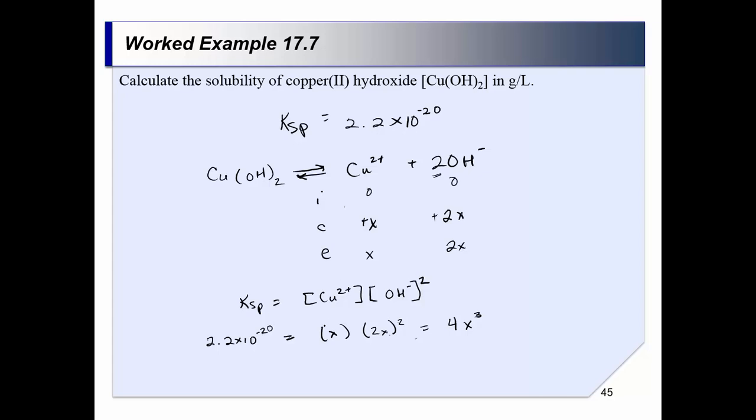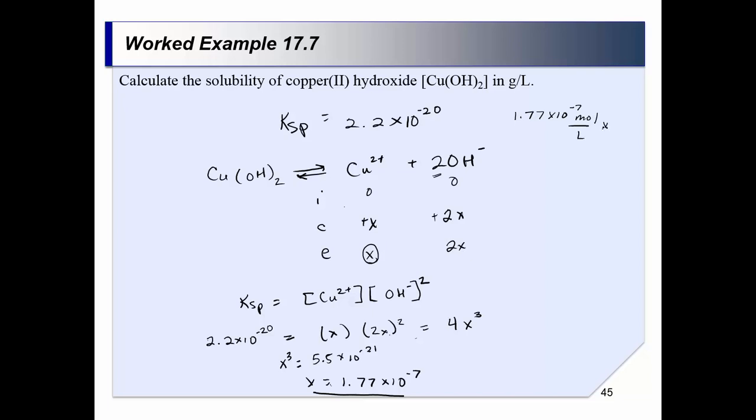So what I end up with is I need to take the cube root of 5.5 times 10 to the negative 21. And when I do that, the cube root is 1.77 times 10 to the negative 7, and that is the value of my x. Now the molar solubility is going to be related to that x. So I'm going to take that x, 1.77 times 10 to the negative 7, and that is moles per liter because we just calculated a concentration.